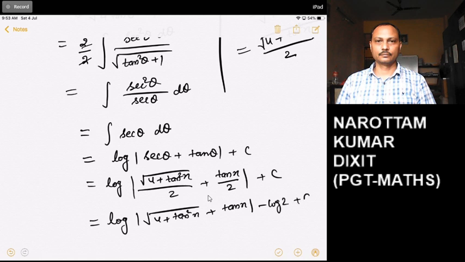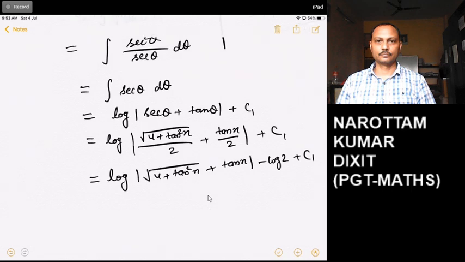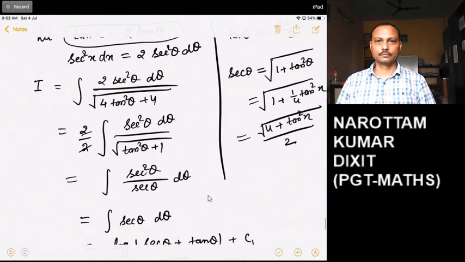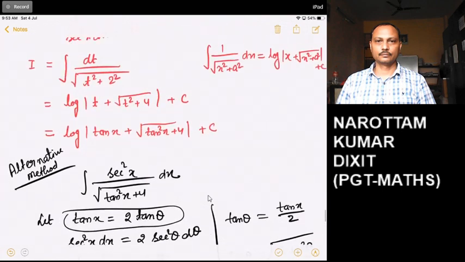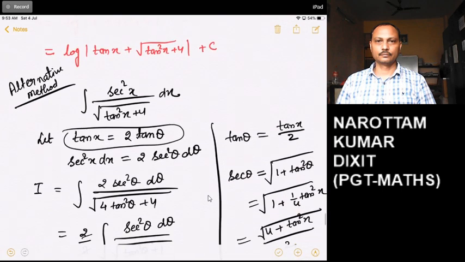Let us take this constant as c1 and combine these two constant terms. So finally we will get log of mod of under root 4 plus tan square x plus tan x. And by combining these two constant terms, we will get a new constant, that is c. This is answer. So we can solve the question in different ways. That's why I have taken the alternative method.